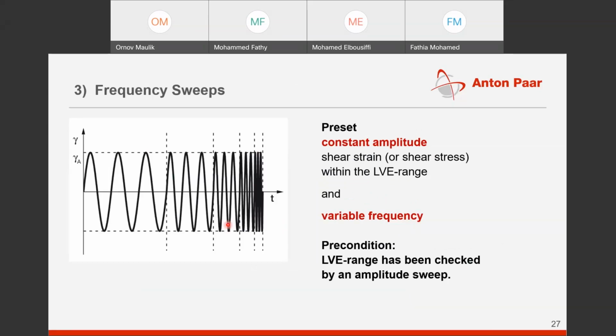So here you can see in this particular plot, if it is represented in a sinusoidal manner, we are ranging from very high frequency to very low frequency. Now, another thing which is important in frequency sweep is that, as you know, frequency is inversely proportional to time. So most of the time, frequency sweep is somewhat like a time dependent test.